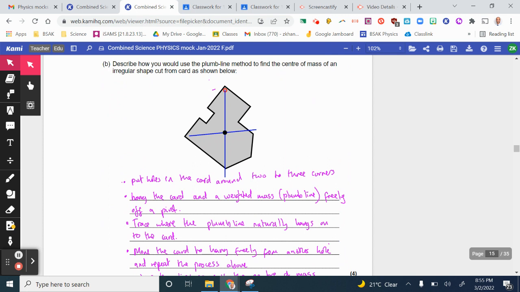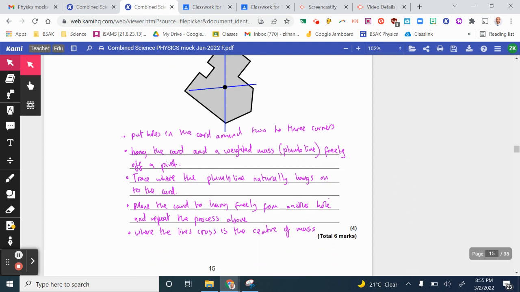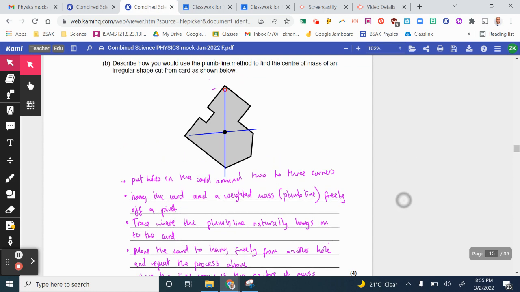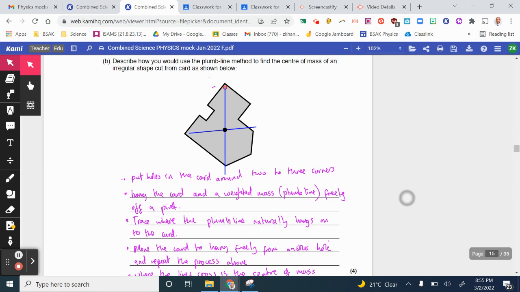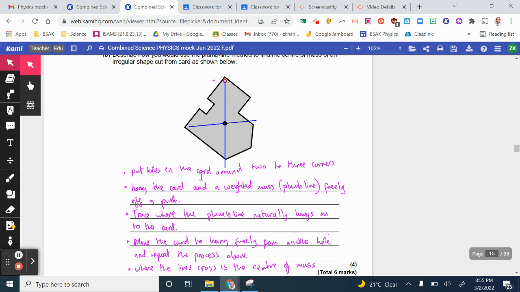So this here is describe how you find the center of mass using this technique of putting holes into card, hanging a plumb line, and tracing the plumb line onto the card, repeating that process on a different position, where you have a different hole. So, how do we answer a question like this? It could possibly be a 6 mark question some other time, but put a hole in the card, two or three on two or three corners, say, let's say there, and there.